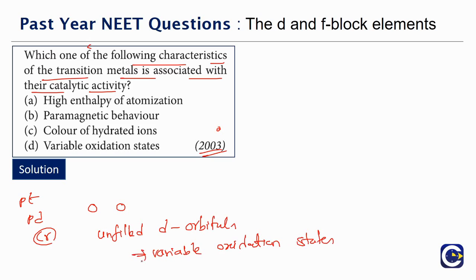The existence of unfilled d orbitals means they can exhibit variable oxidation states. Since they can exhibit variable oxidation states, they will be able to form a variety of chemical interactions. As a result, their catalytic activity will be much more than any of the other elements. So the reason transition metals are chosen for better catalytic activity is the variable oxidation states that they can exhibit, mainly attributed to the existence of unpaired or unfilled d orbitals. So the correct answer for this is option D.